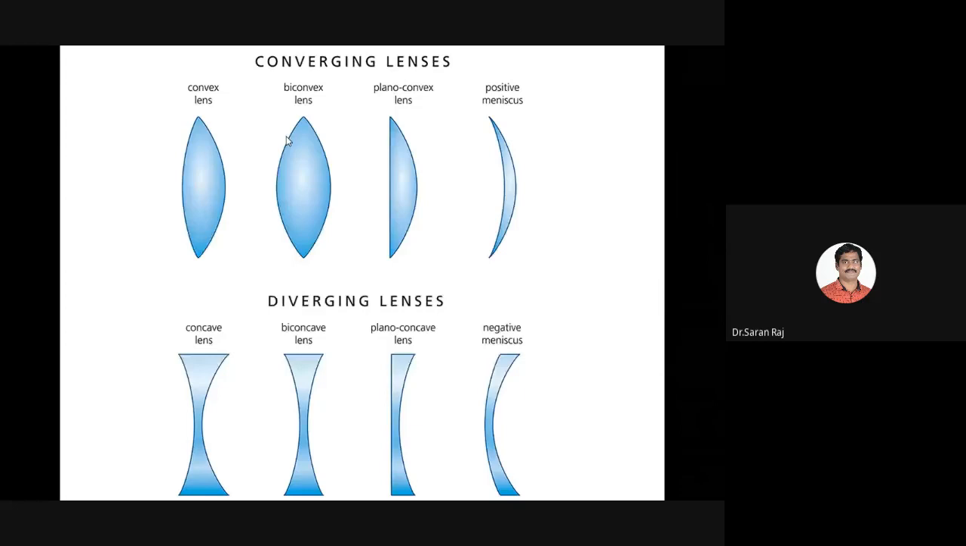What is the plano convex lens? It is a positive focal length element that has one spherical surface and one flat surface. Another type is the positive meniscus. What is the meaning of positive meniscus? The positive meniscus lens has a steeper convex surface and is thicker at the center than at the outer boundary of the lens. This occurs in the converging lens, the convex lens. The diverging lens is the concave lens.